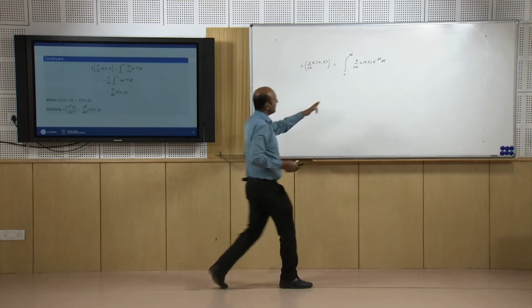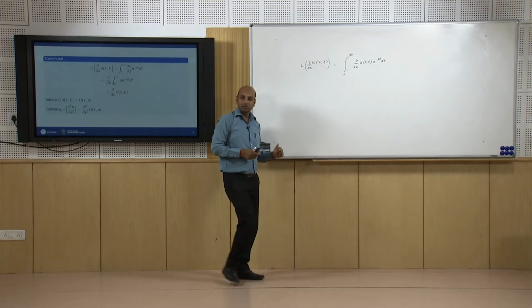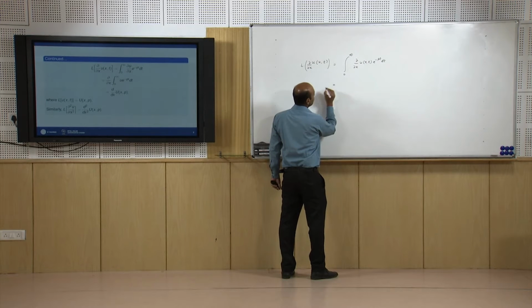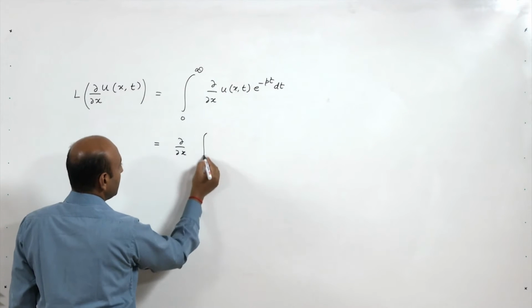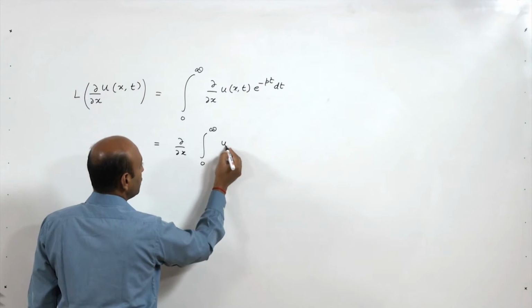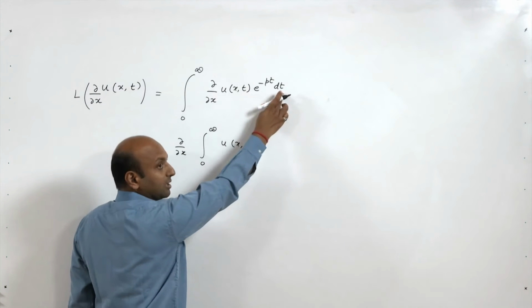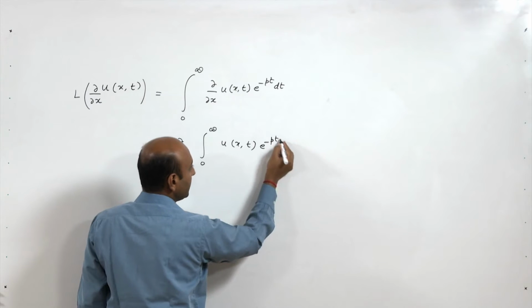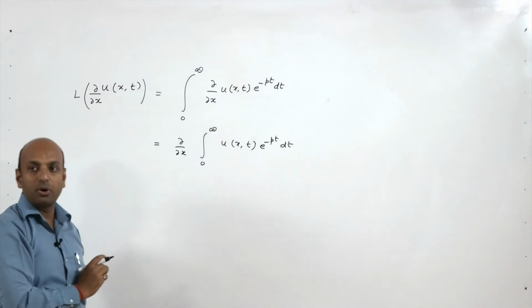So, that is why we are taking t here. This we can write like this: del by del x can be taken out, because this integration is with respect to t. So it is del by del x of the integral from 0 to infinity of u(x,t) e to the power minus p t dt, and this expression is nothing but the Laplace transform of u(x,t).